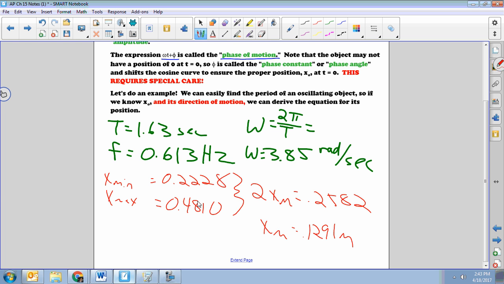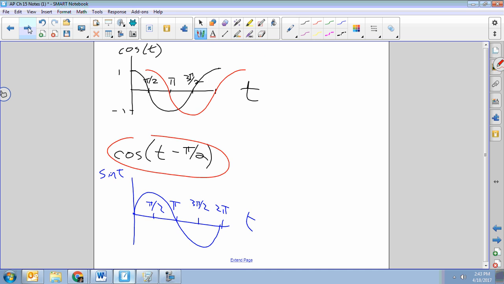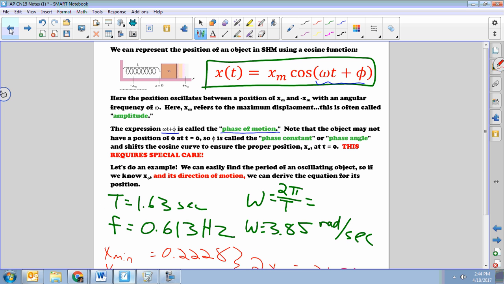Did that make sense? All right, and the last thing we got to do is find our phase shift. This is the part that's a little bit tricky, and I'll be honest, that's the part I'm a little apprehensive about.